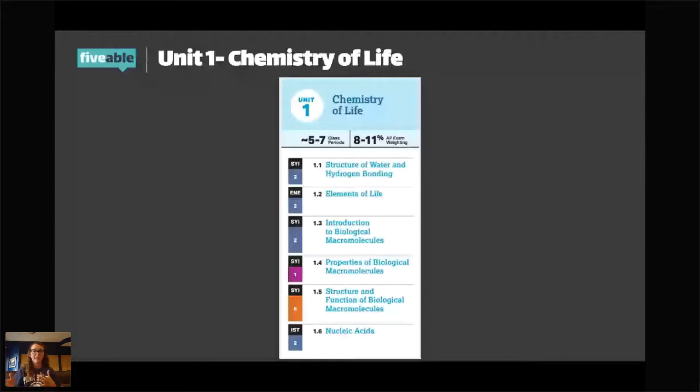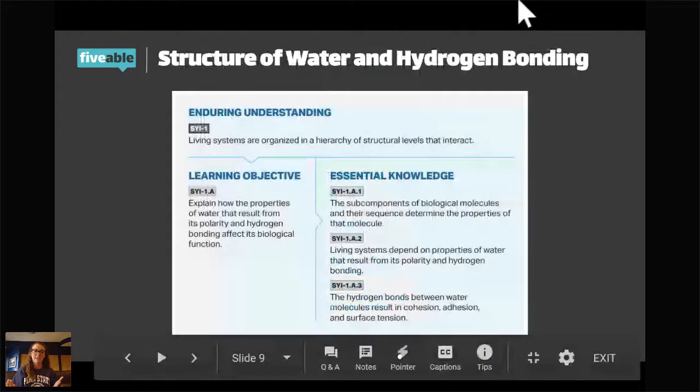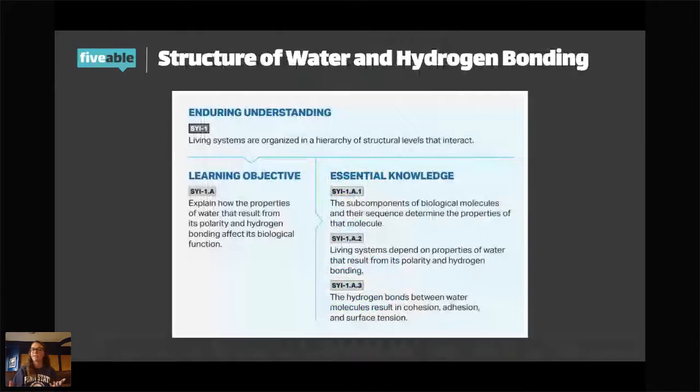But the goal for tonight is just to walk through all 6 of these. I'm going to show you what College Board suggests that we cover in that section. And then we can talk about how people best cover this, strategies to use, common misconceptions that students have, etc. So first and foremost, and I'm not surprised, it makes a lot of sense that College Board is putting structure of water and hydrogen bonding as the first topic in the first unit, because life on Earth would not exist without water and those hydrogen bonds.